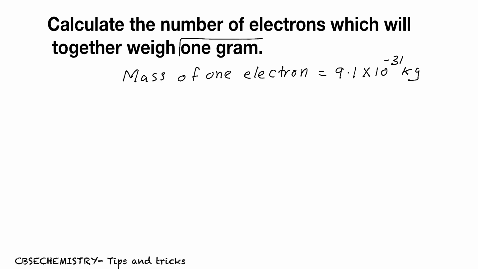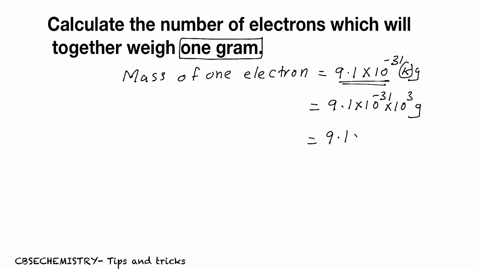But here, they give the total mass in gram, so we can convert this mass into gram. Okay, how? 9.1 into 10 raised to minus 31. What is kilo? 10 raised to 3, right? Gram. So what is the answer? 9.1 into 10 raised to minus 28 gram. Okay, so we got mass in gram, right?